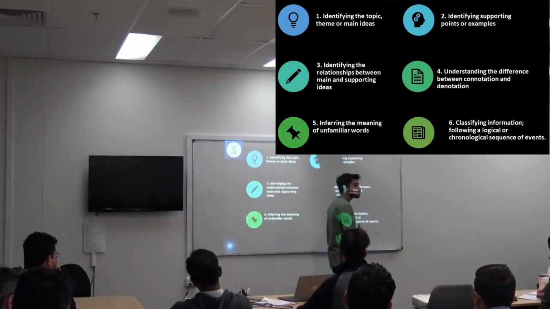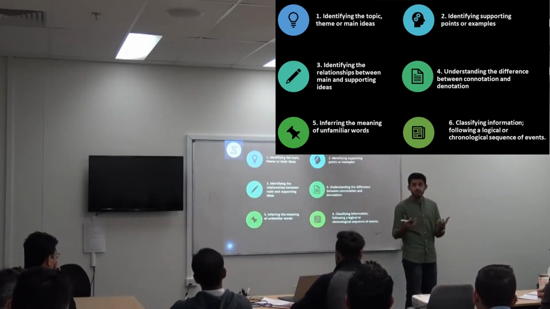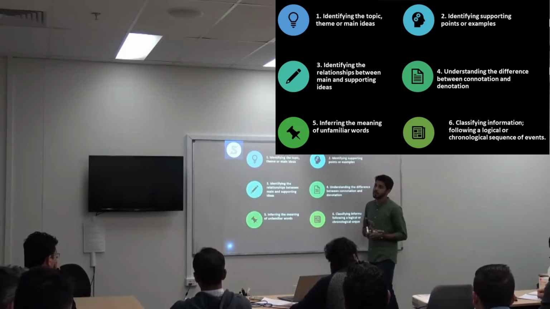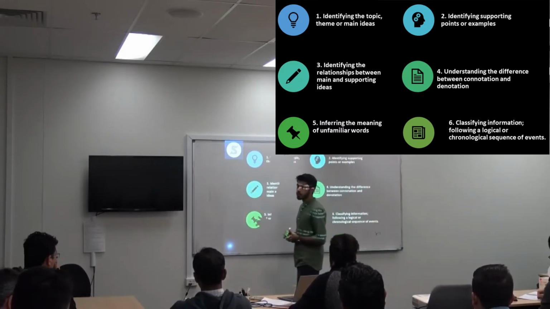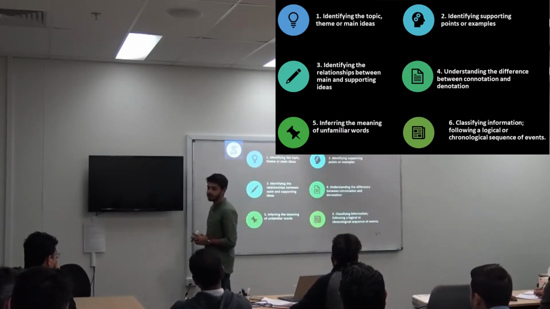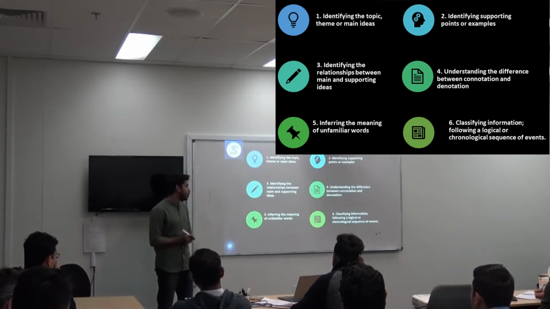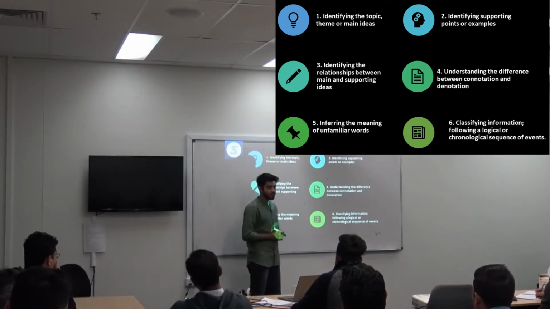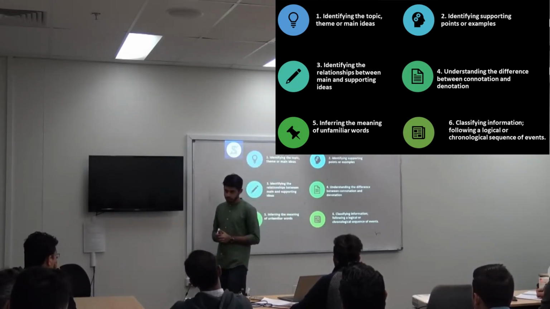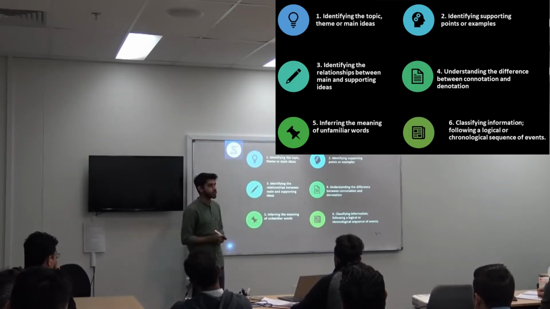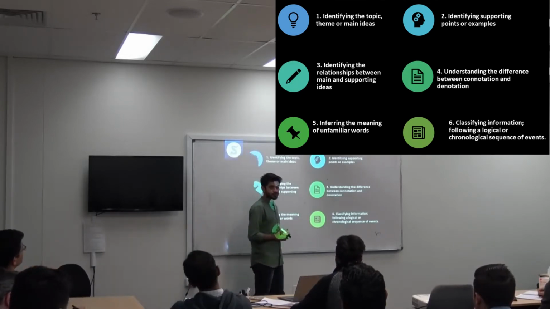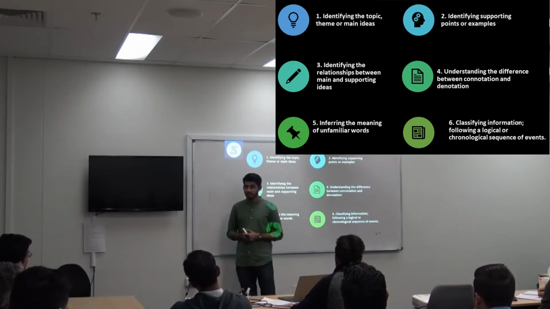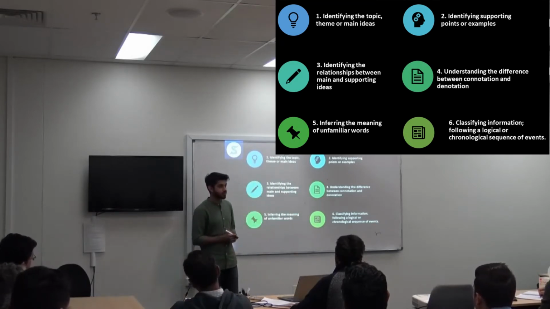Number 3, you should be able to identify the relationship between your main and supporting idea. Which supporting idea comes after the main idea? Number 4, you should be able to understand the difference between connotation and denotation. We all know what connotation and denotation are, right? No. Do you want to know? Yes. Alright.